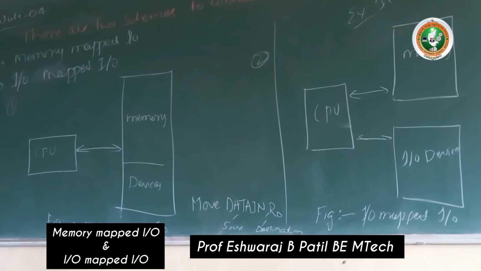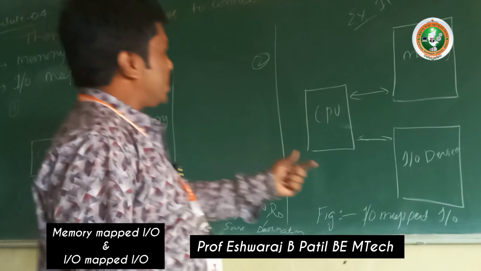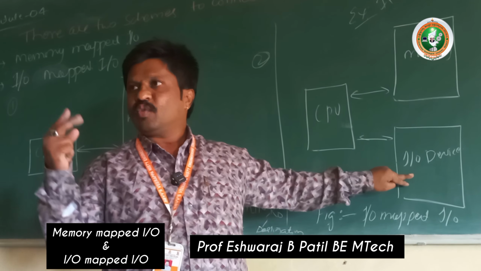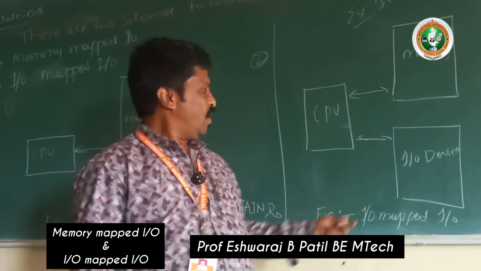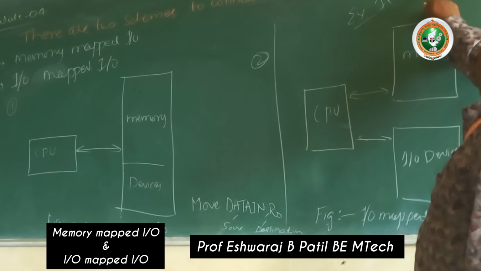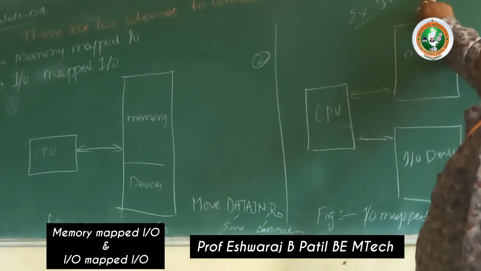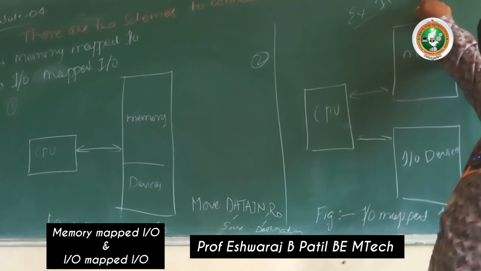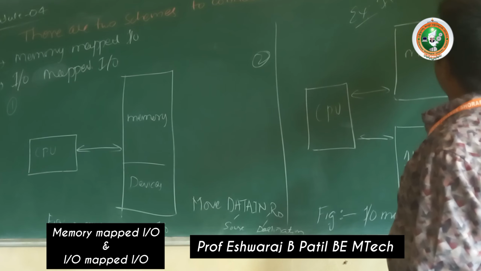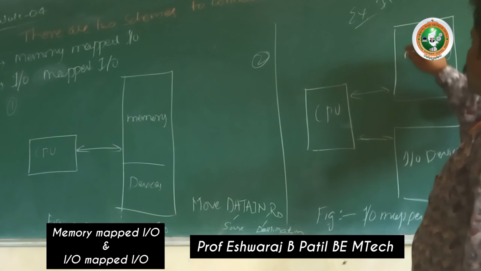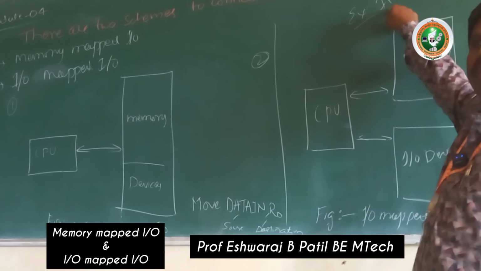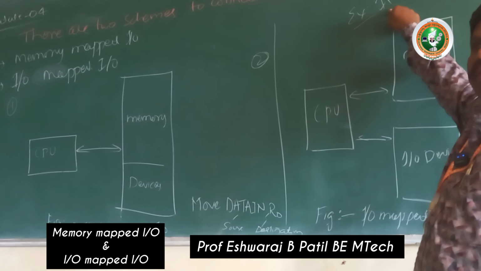One set of instructions is for the memory operations, another set of instructions is for the IO operations. That means two sets of instructions are used. The best example for this is IN, one of the instructions, which copies from AL. AL is one of the registers. This will be copied to the DX register. This is the input device, the input related instruction. The IN instruction is the input device instruction.